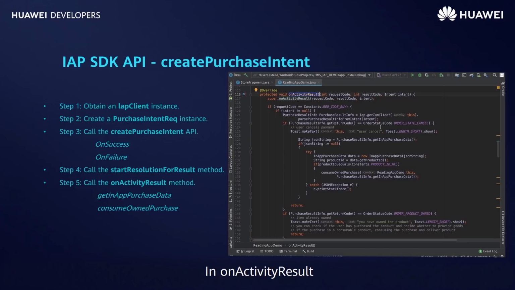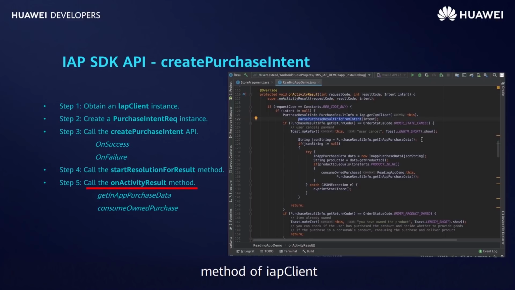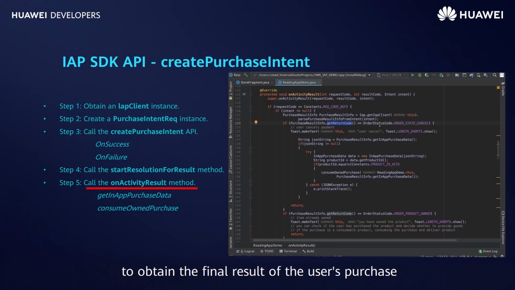In onActivityResult, first, by using the parsePurchaseResultInfoFromIntent method of IAP client, analyze the intent data to obtain the PurchaseResultInfo object. Call its getReturnCode method to obtain the final result of the user's purchase. As you can see, there are several purchase results.